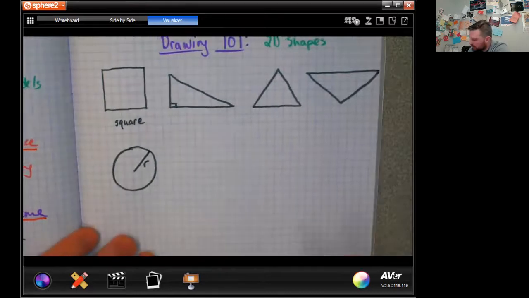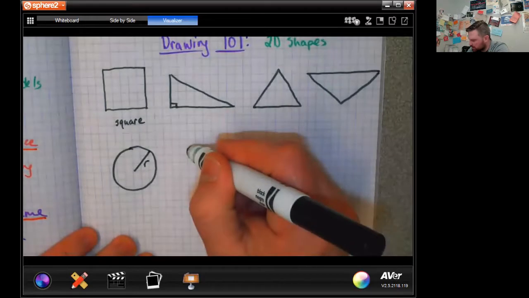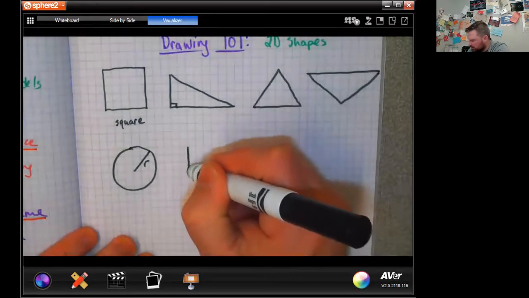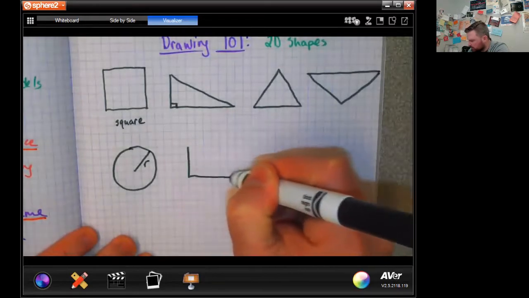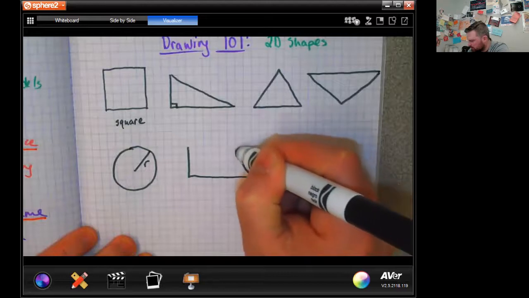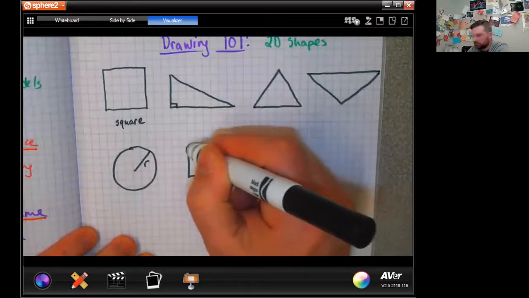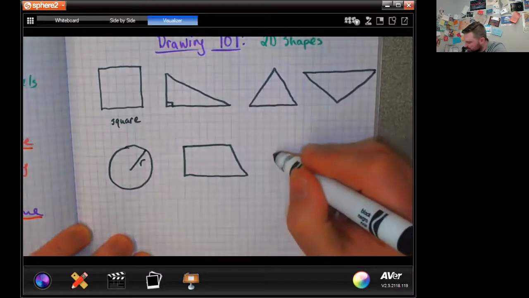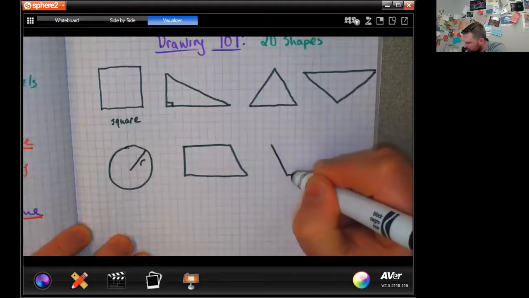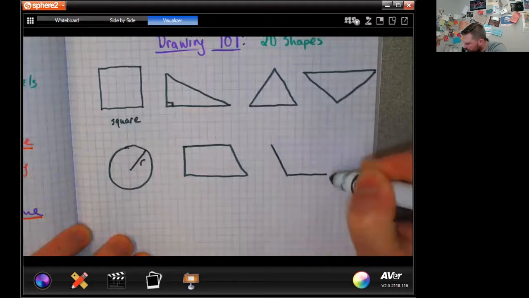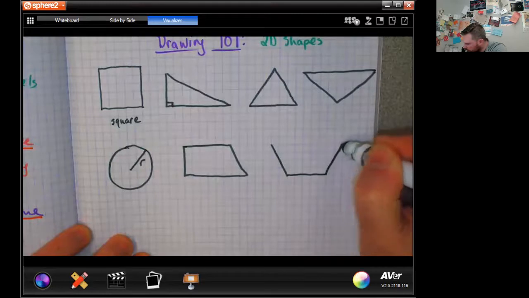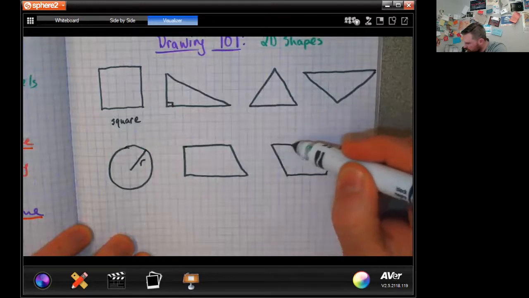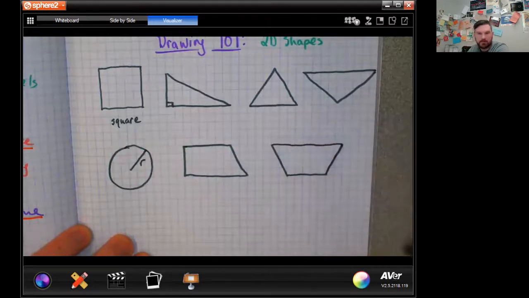All right, how about a trapezoid? We've got two kinds of trapezoids. Here's one trapezoid. And then we have an isosceles trapezoid. Like such.